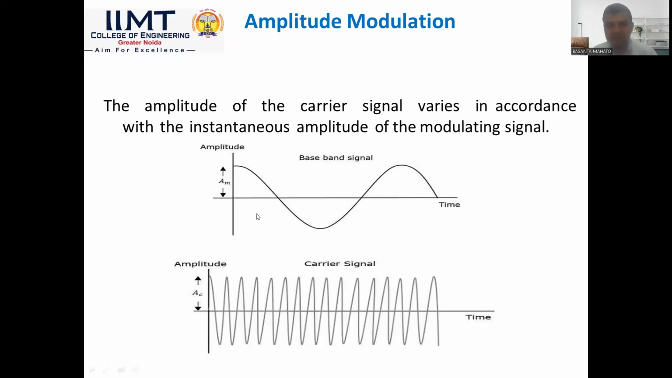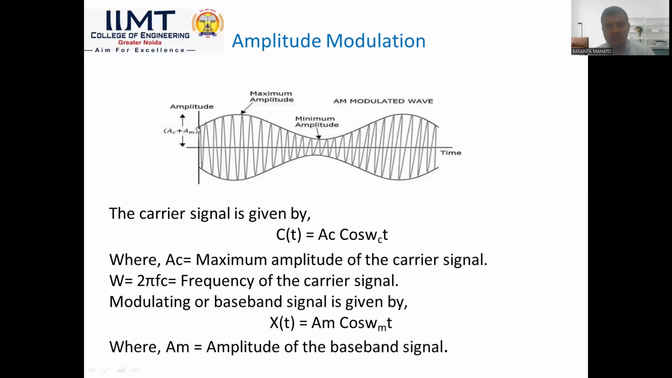Here is the amplitude modulation. Here is the amplitude. This is the baseband signal, the message actually, and this is the carrier. Now this is your modulated AM signal. This is the carrier, and its amplitude is varying in accordance with the message signal.